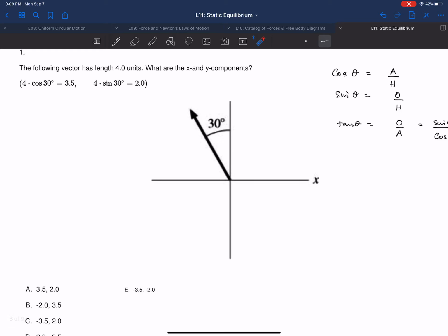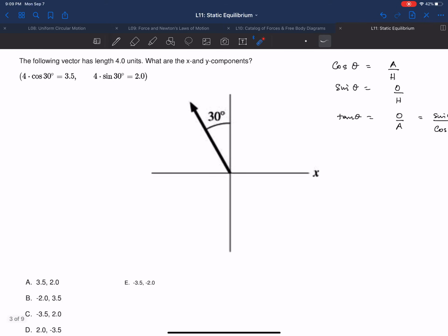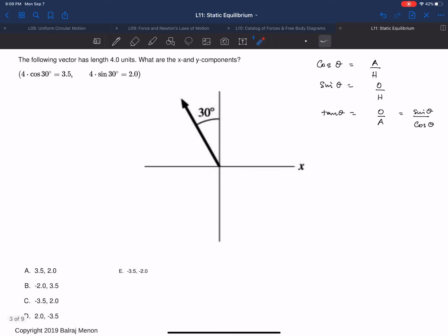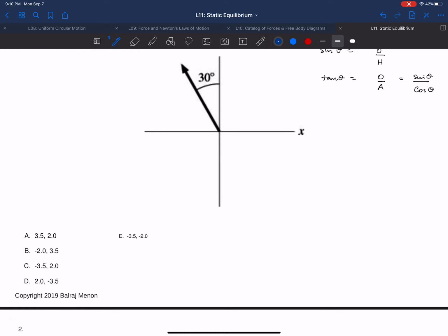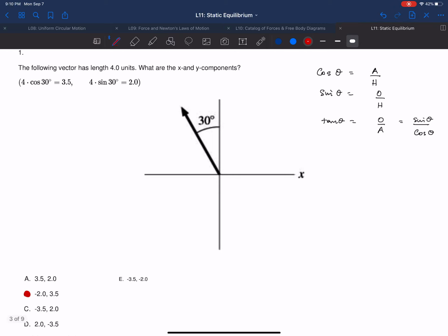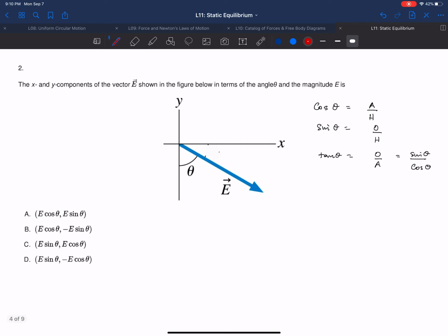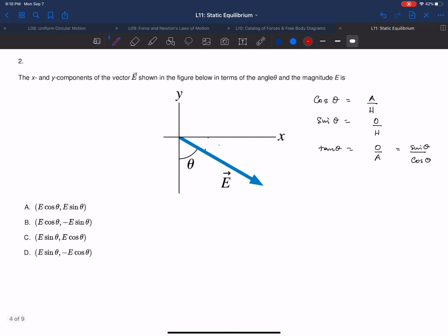These are problems that you've seen before in some of the earlier notes. You've got a vector of length 4 units. What are the x and y components? Like I said, we've done this before, so I'm just going to tell you what the answers are. The x component is going to be sine theta, and it's going to be negative, and the y component is going to be cosine theta, and it's going to be positive. I'll let you go through this carefully, since this is more a review. It's -2 and 3.5.